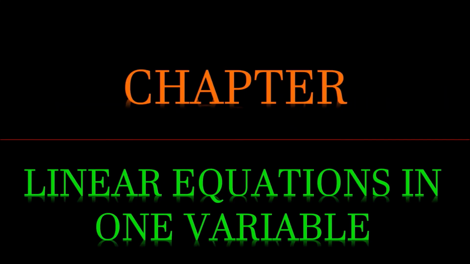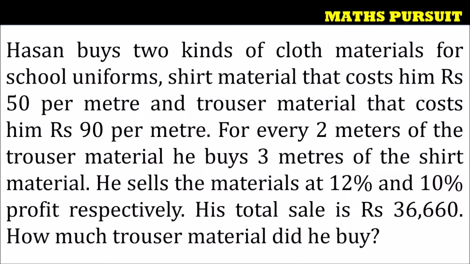Today we will look into the questions from the chapter called Linear Equations in One Variable. The given question is: Hassan buys two kinds of cloth materials for school uniforms. Shirt material that costs him rupees 50 per meter and trouser material that costs him rupees 90 per meter. For every 2 meters of the trouser material, he buys 3 meters of the shirt material. He sells the materials at 12% and 10% profit respectively. His total sale is rupees 36,660. How much trouser material did he buy? So guys, let us see how we can answer this question.